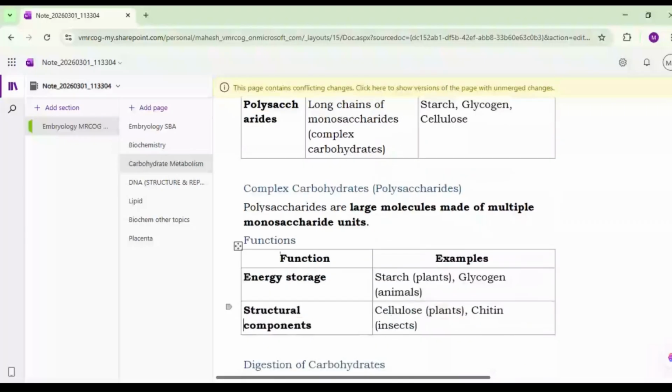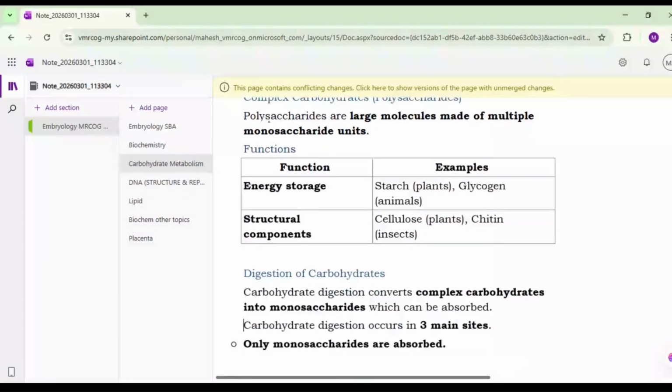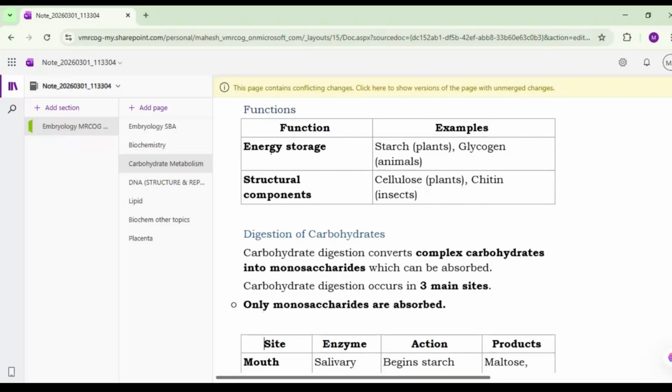Then coming to the complex carbohydrates, these are polysaccharides. Polysaccharides are large molecules made up of multiple monosaccharide units, and one function is that they act as an energy store. For example, in plants there is starch, and glycogen is present in animals. These are the energy storage forms of carbohydrates. Then they may be components of structures, that is, structural components. Like in plants, it is cellulose, and in insects, it is chitin, which is the structural component.